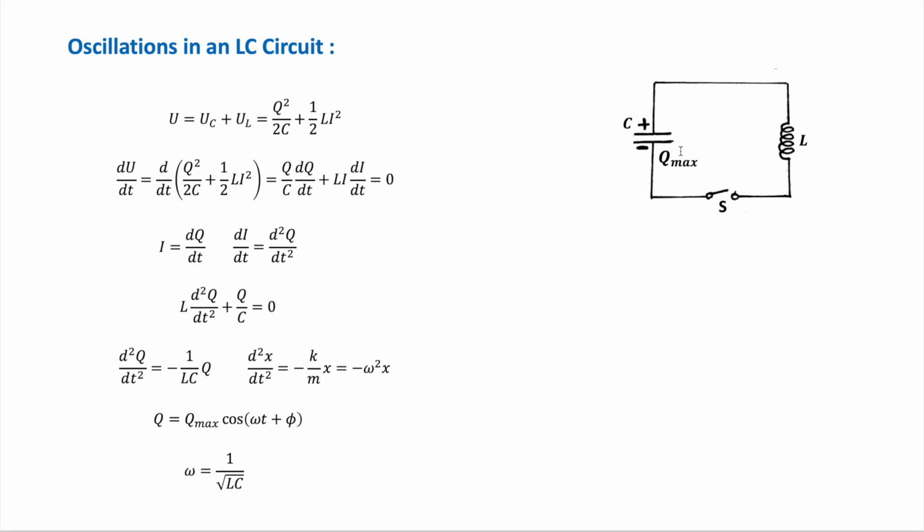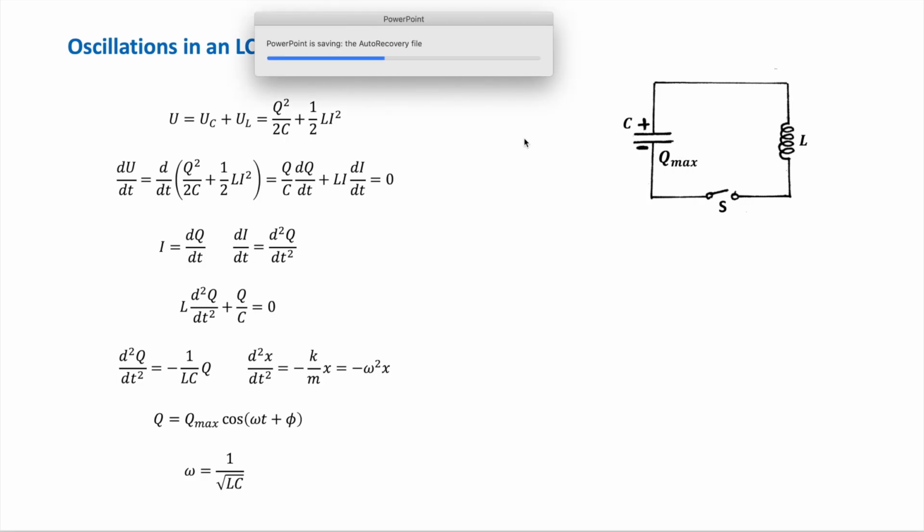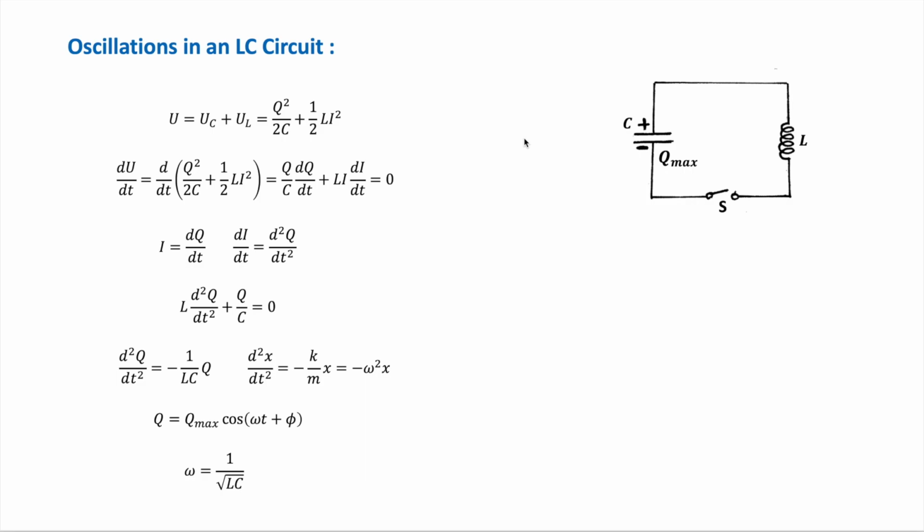So let's consider an arbitrary time, t, after the switch is closed. At that time, the capacitor's charge is Q, and the current in the circuit is I, and both the capacitor and the inductor store energy. And the sum of the two energies is equal to the total initial energy U, which was Q max square over 2C, stored in the fully charged capacitor at t equals 0. So we have U equals UC plus UL, equal to Q square over 2C plus half L I square.